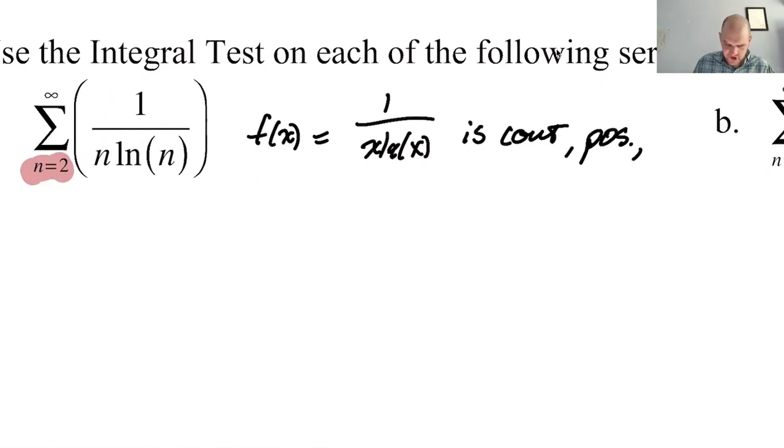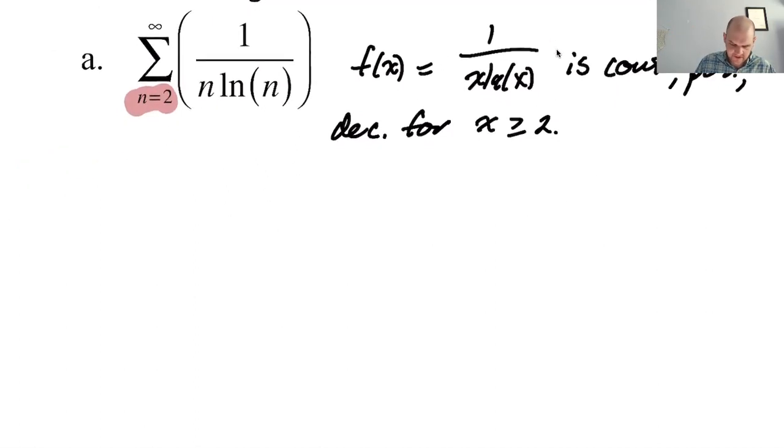I'm also just going to assert that this is decreasing because the numerator is constant and the denominator is actually increasing. So you have a constant divided by something getting bigger, it's definitely overall going to get smaller. So for x greater than or equal to 2. So now we got to look at the definite integral. So the integral from 2 to infinity of 1 over x ln of x.